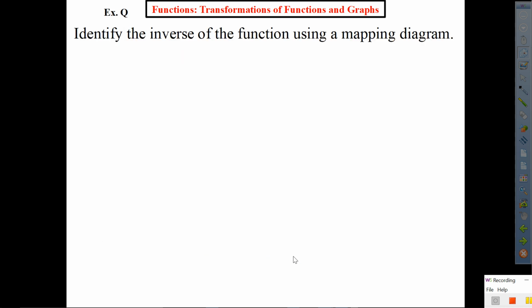All right, copy this on your Cornell notes. Example Q, it reads, identify the inverse of a function using a mapping diagram. Copy the instructions, please. Example Q on your Cornell notes, identify the inverse of a function using a mapping diagram.